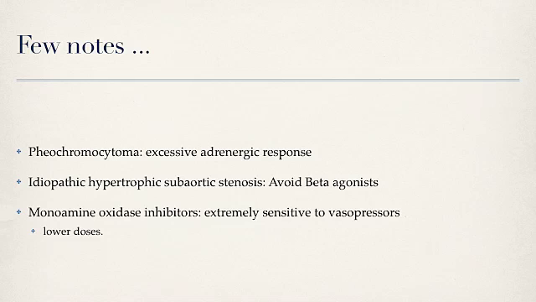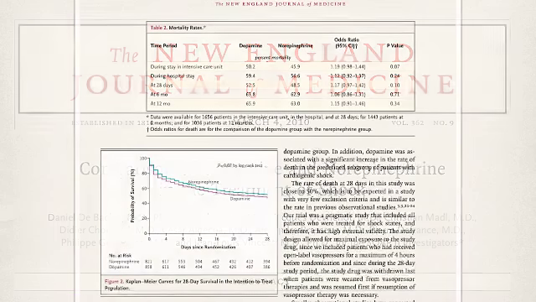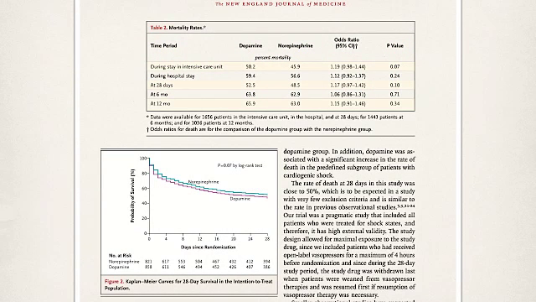Here's an article published in 2010 in the New England Journal of Medicine, a comparison of dopamine and norepinephrine in the treatment of shock. Since we have multiple drugs available to us, we will always debate which drug is better for which condition. I'm going to share with you the survival Kaplan-Meier curves. You can see that norepinephrine has a slight advantage over dopamine. However, the P is not significant. So 28-day mortality is comparable between both.